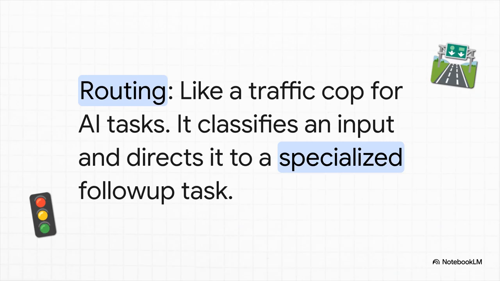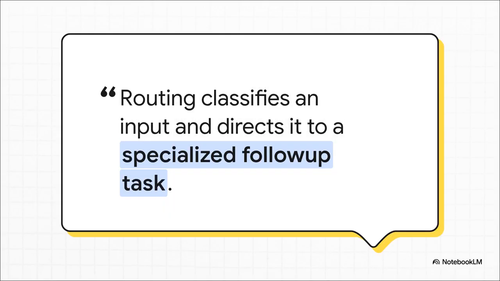Okay, next pattern, routing. Now, if prompt chaining is like a straight assembly line, you can think of routing as a fork in the road. Or maybe even better, it's like a smart traffic cop for all your AI tasks. And this quote really gets to the heart of it. Routing basically looks at an input, figures out what it is, and then sends it to a specialized follow-up task. The magic is in that specialization.